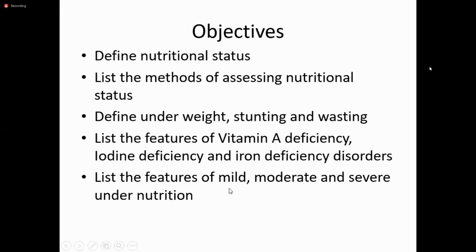So today's class objectives are: we will be able to define what is nutritional status, how we assess nutritional status in children, and define certain terminologies like underweight, stunting, wasting, which will be discussed on and off in pediatrics, and major micronutrient deficiencies, like some major ones like vitamin A, iodine, iron deficiency, and clinical features of mild, moderate, and severe undernutrition.